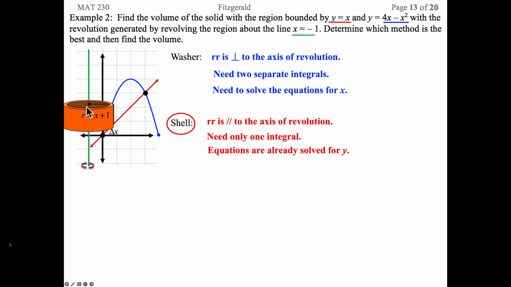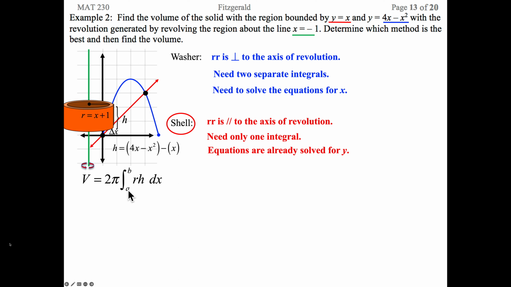There's my shell. There's my radius. And my radius is going to be, let me back it up so you can see it, the x coordinate plus one extra unit. That's the x right function minus the -1. That makes it the x plus 1. There's my radius. My height will be the blue function minus the red curve. So 4x minus x squared minus x. That's my height. And of course, we can go 4x minus x and make that into a 3x.